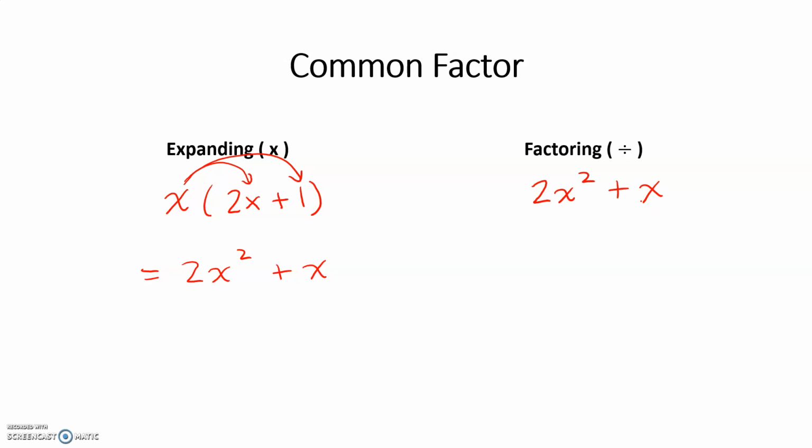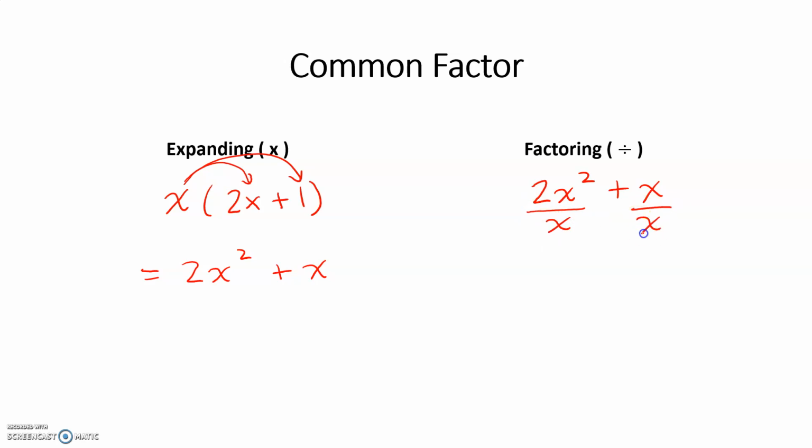Looking at this, you need to be able to look and say, okay, 2x squared plus x, there's two terms here. First term is 2x squared, the second term is x. And then you need to be able to say, well, those two terms have a common factor, which means they are both divisible by the same thing, and that thing is x, okay? So both of these can be divided by x.